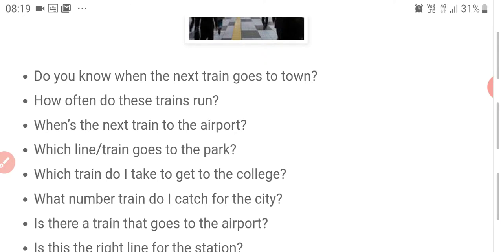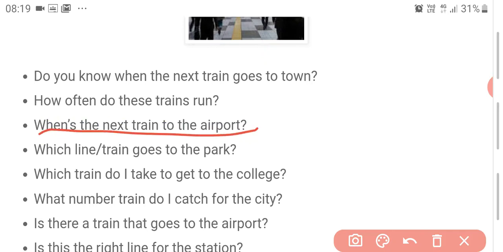So you could ask, which line or train goes to the park? Which train do I take to get to the college? What number train do I catch for the city? Is there a train that goes to the airport? So this is just a variation from here. When's the next train to the airport?